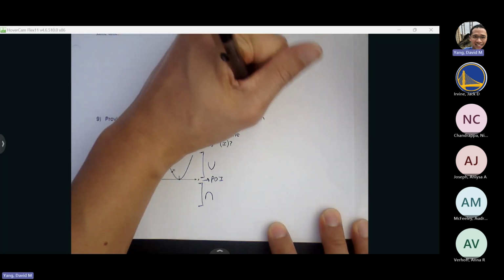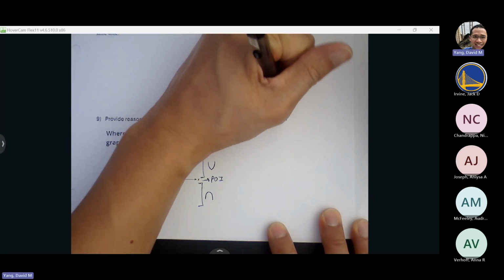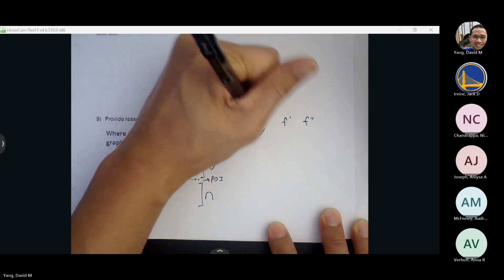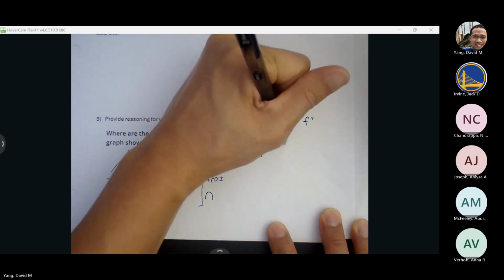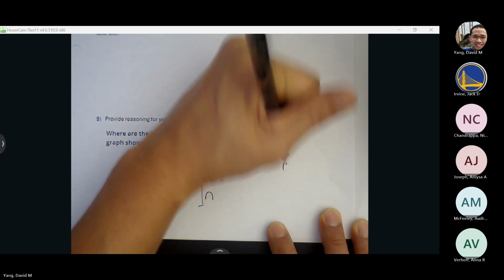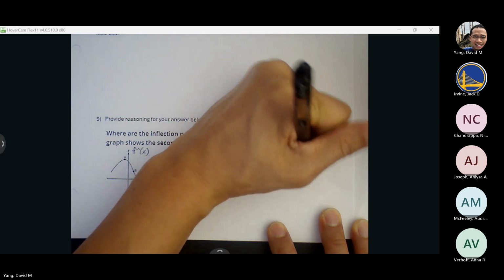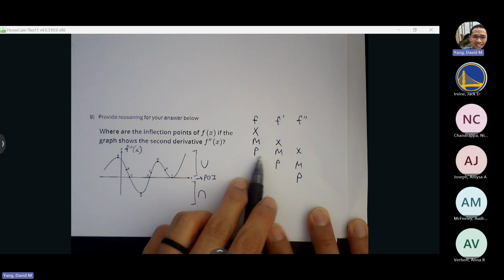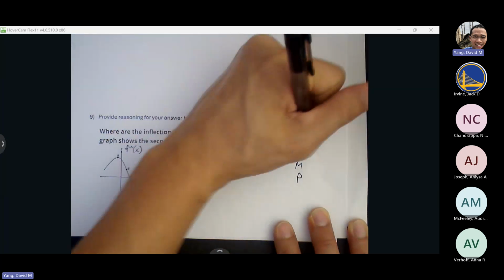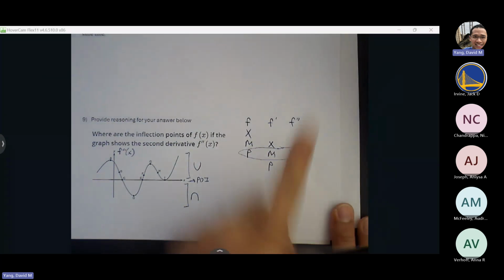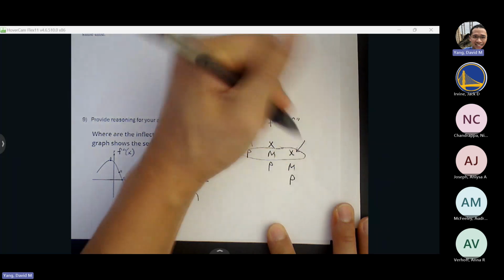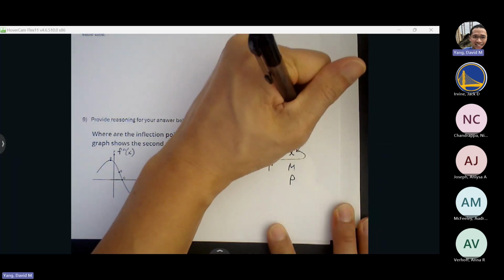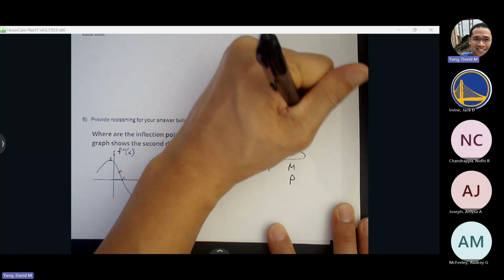The Morgan's method table can be helpful. We know that the points of inflection of the original will have to come from the x-intercepts of f double prime. But this comes with a little bit of a condition here. If it's an x-intercept, it's only a candidate.